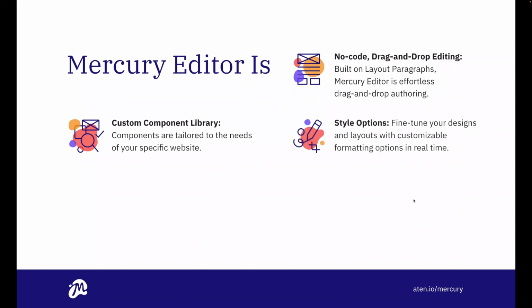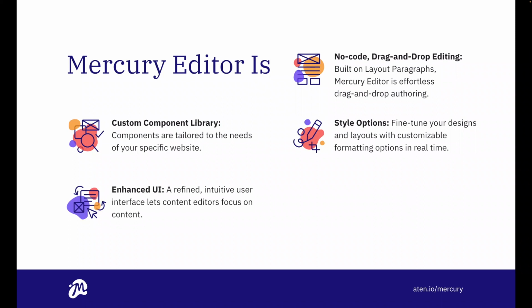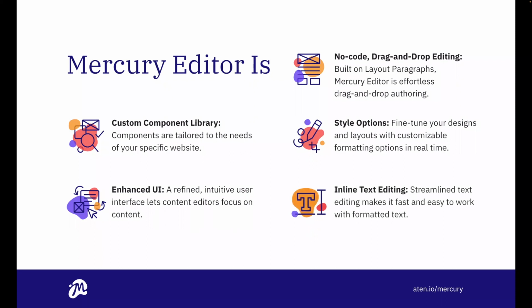Mercury makes use of Style Options. Style Options is a really simple, lightweight, developer-focused module available on Drupal.org that provides a centralized, easy to use, from a developer perspective, experience for creating and managing styles across the site. Mercury provides an enhanced UI for working with a site, as we'll get into. And finally, Mercury provides inline text editing built on top of CKEditor 4 and 5. We'll talk a little bit more about that as we progress through here.